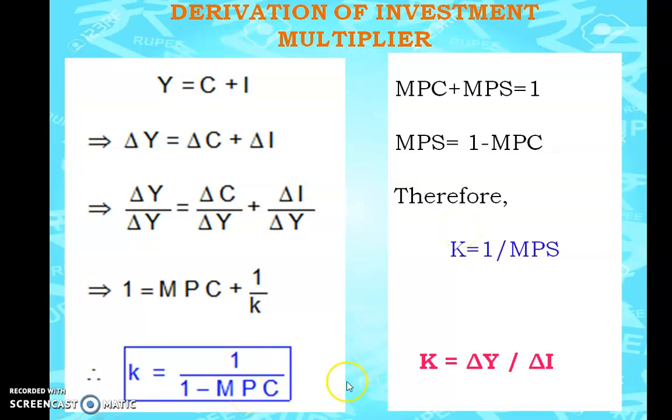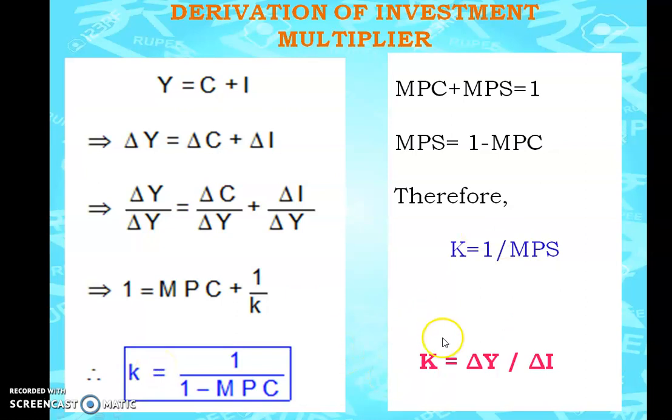This is using the marginal propensity to consume. If you want to represent it using the marginal propensity to save, how do we do it? We know that MPC plus MPS is equal to 1, so MPS is equal to 1 minus MPC. So k is also equal to 1 by MPS. So you have 3 formulas for this multiplier.